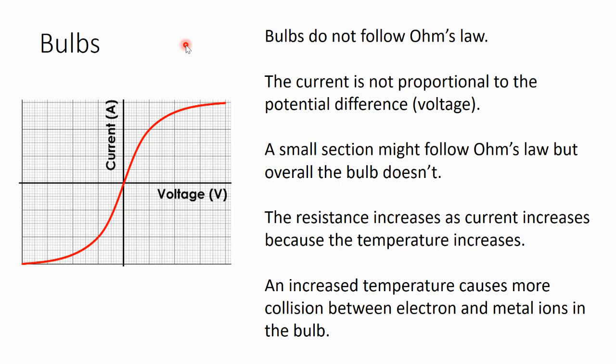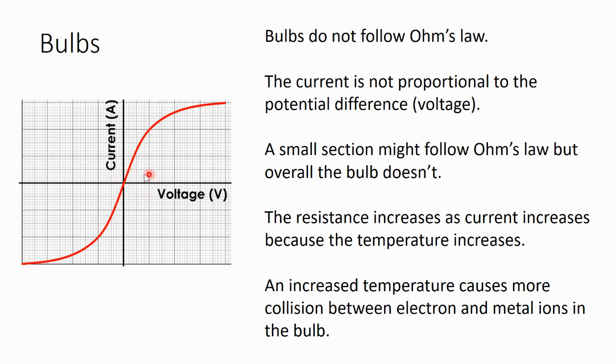The last thing I want to say is just to clarify point number 3. A small section might follow Ohm's law, but overall the bulb doesn't. So it might be that this small section in the middle, so just this little bit here, is straight.